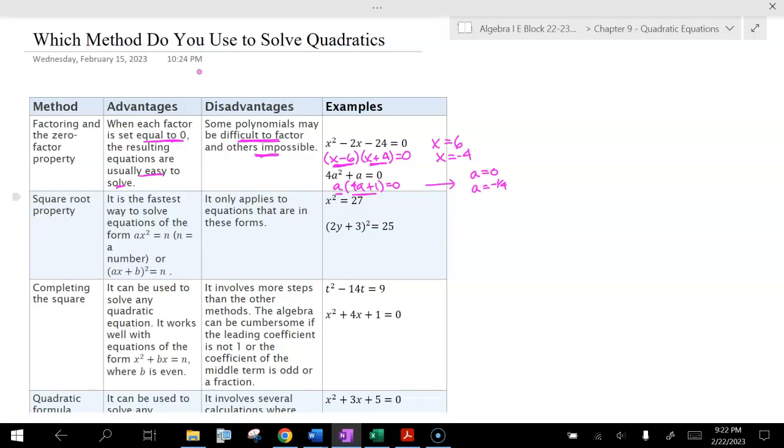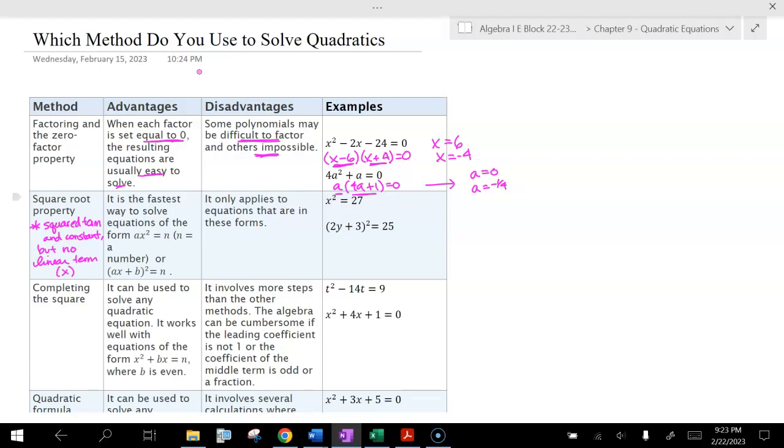Another option that we took a look at was the square root property, and it's really pretty fast. But you need to notice that if you're going to use the square root property, you would have a squared term, like an x squared term, and a constant. And a constant, remember, is just a plain old number. But you're not going to have a linear term, or just a plain x term.